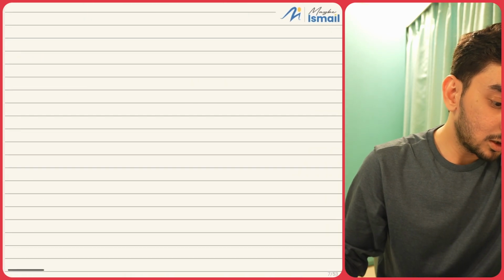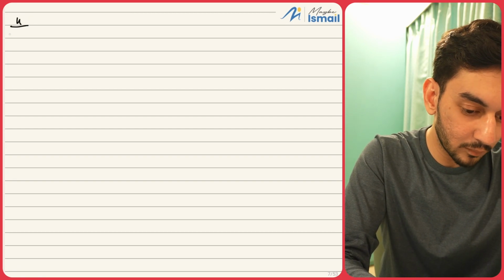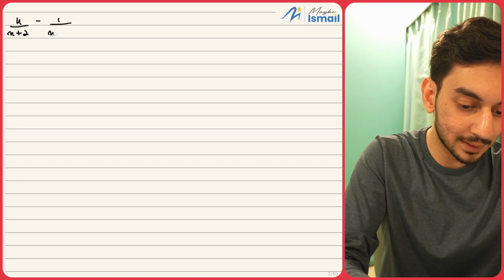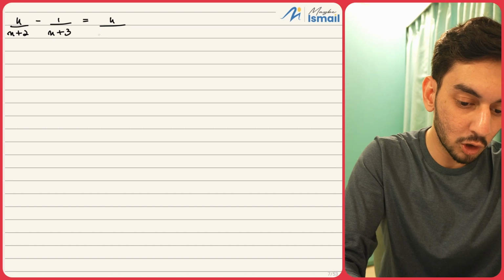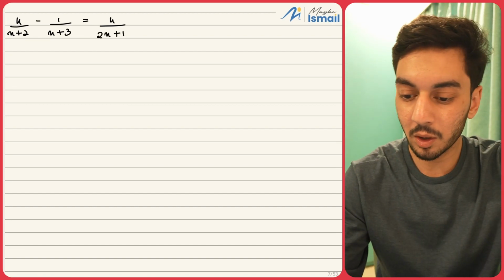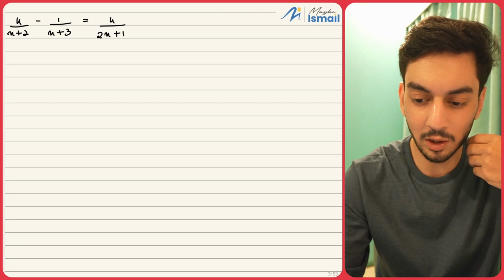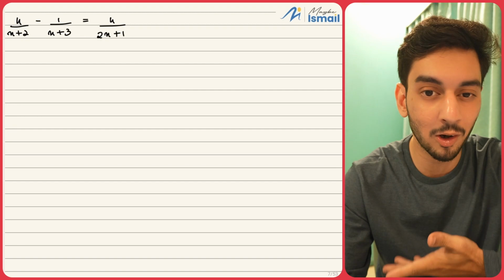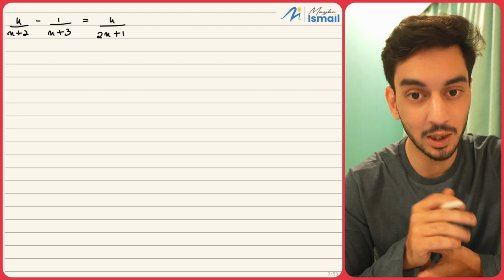Fine. So the next question which I have over here is 4 over (x plus 2) minus 1 over (x plus 3) is equal to 4 over (2x plus 1). Now, just looking at it, you don't realize that it is a quadratic equation because the x does not have a square on it, so it does not look like a quadratic equation, but you'll have to solve it and then eventually you'll realize that it actually is a quadratic equation.